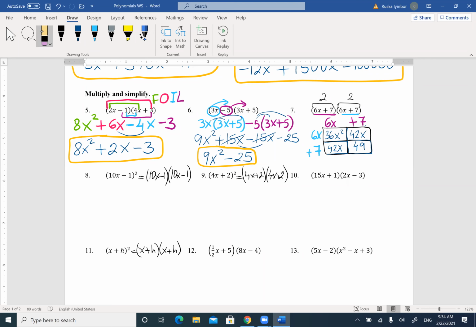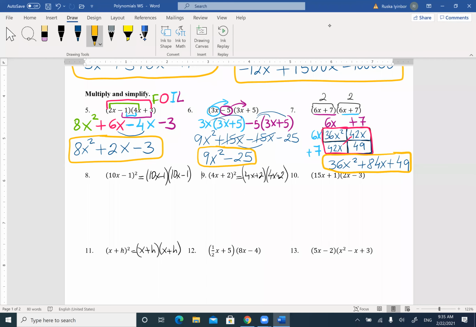Okay? And then after that, we're going to combine like terms. So we're going to look at everything inside, and you're going to combine like terms. So we have 36x squared only, so you're going to bring down 36x squared. And then you're going to add those two, x and x. So 42x plus 42x is going to be plus 84x, right? And you're going to bring down 49. And that's my final answer. So that's how you do the table method.